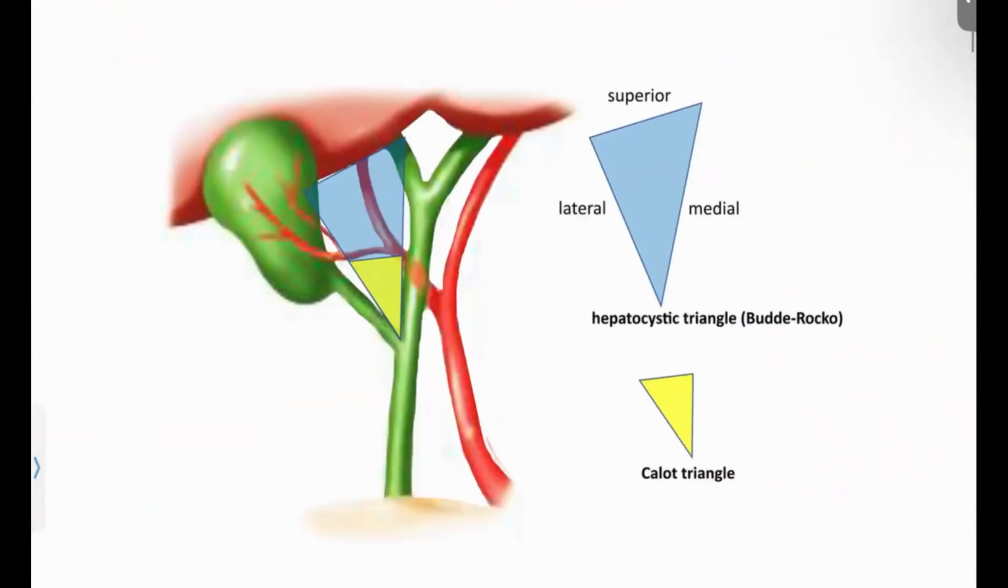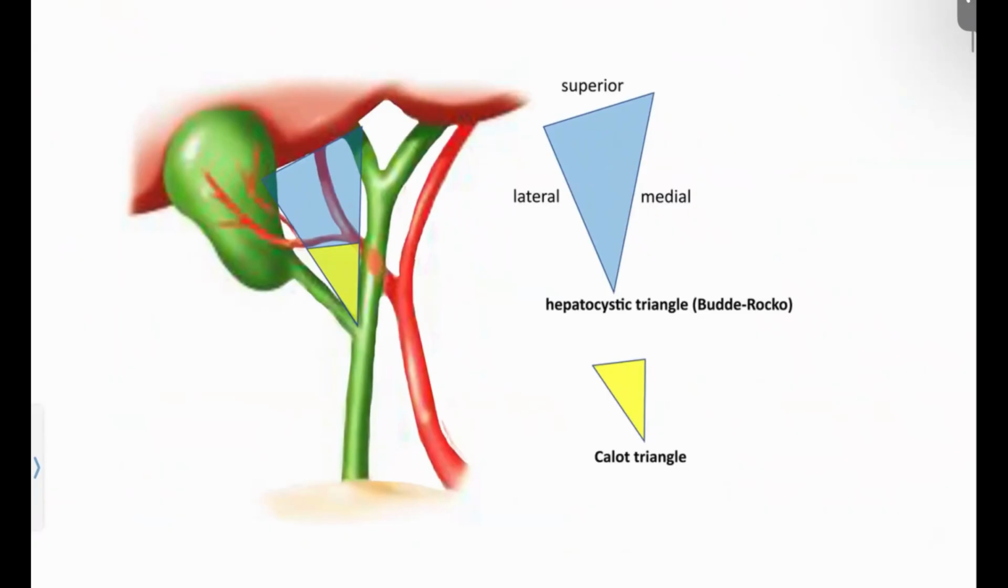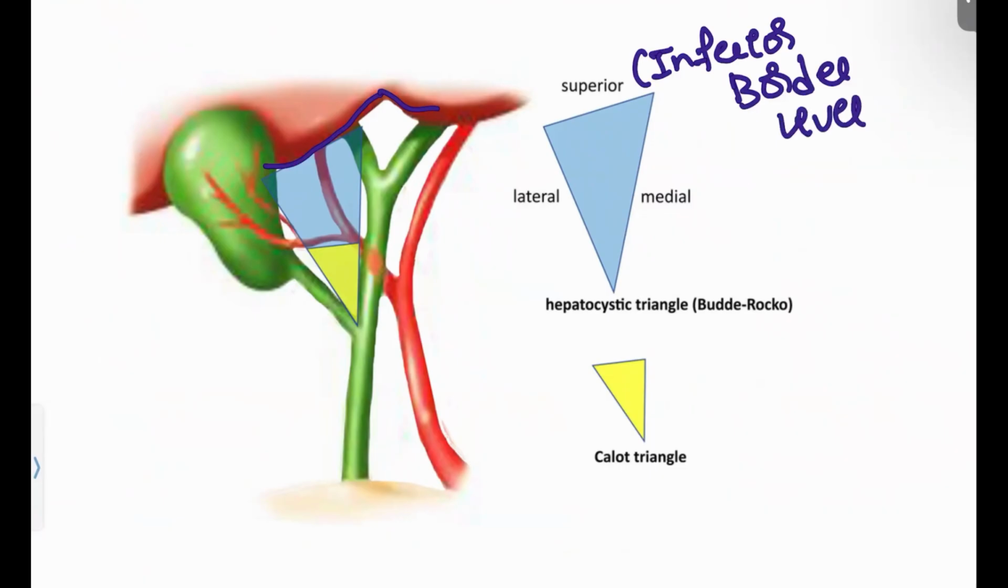Next one is your Calot's triangle and the hepatocystic triangle. The hepatocystic triangle includes the inferior border of the liver, right? This is the inferior border of your liver. On the medial side, you will have the common hepatic duct. On the lateral side, you will have the cystic duct.